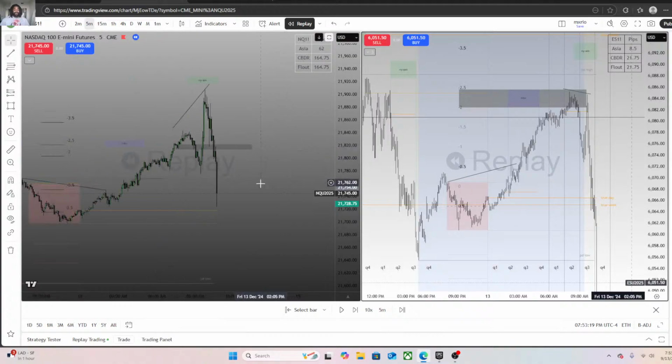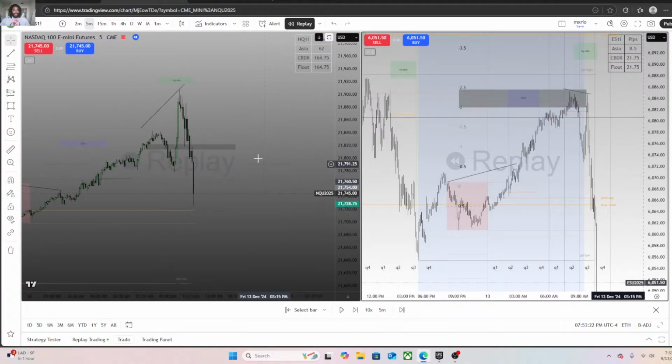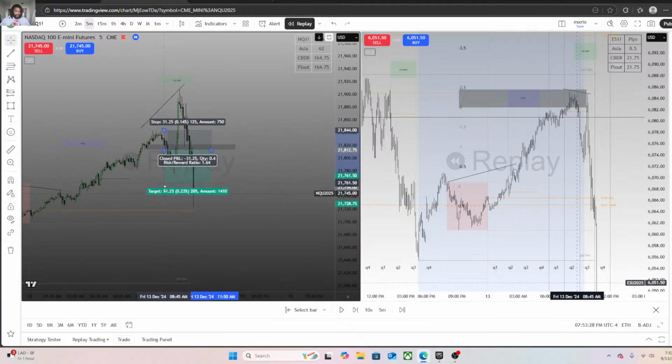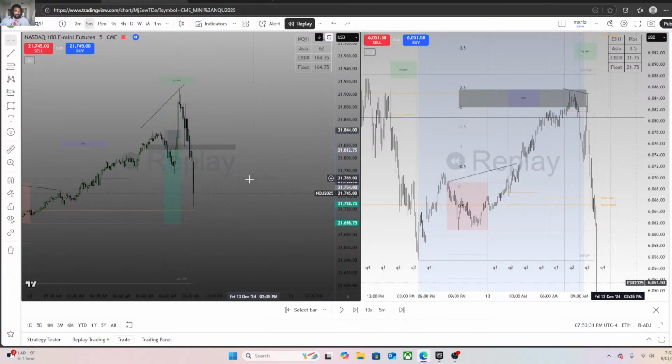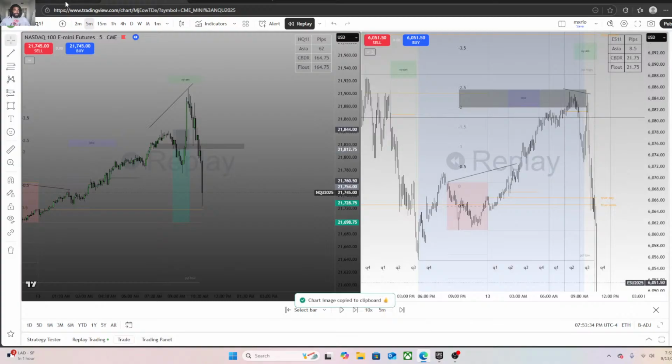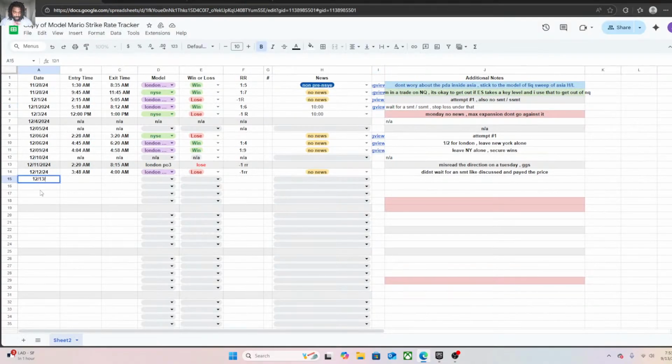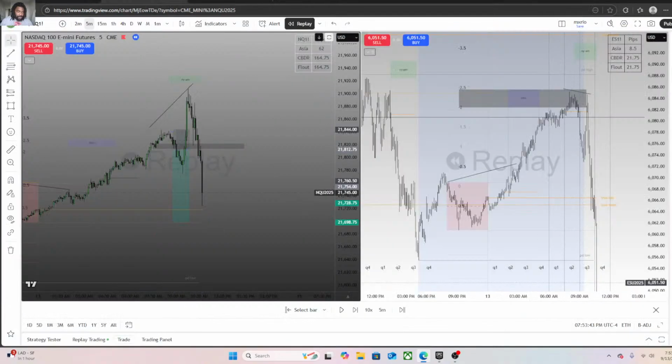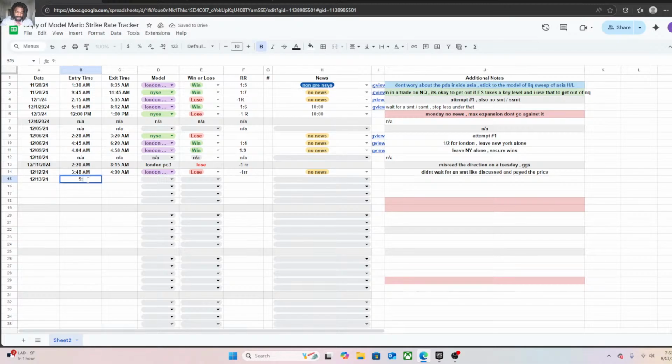So I entered off of this. Stop loss above here, targeted Asian lows. Got stopped. Entry was 9:05, before 9:30. Should have been out at 9:10. We got the New York session. It's a loss, -1 RR.